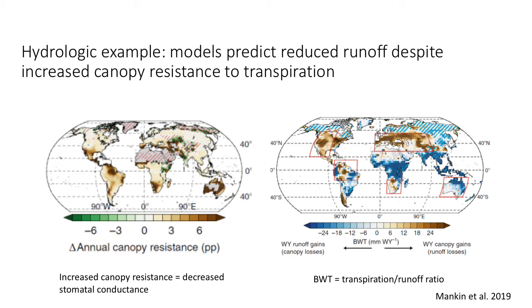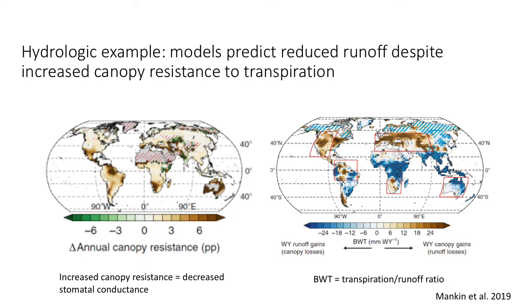A hydrologic example comes from predictions from the CMIP models of reduced runoff despite increased canopy resistance to transpiration, in which canopy resistance is the inverse of stomatal conductance. You can see the decline in stomatal conductance or increase in canopy resistance in the left-hand figure, where brown areas had a decline in stomatal conductance over time. However, in conjunction, as we look at the figure on the right, we find that the transpiration to runoff ratio is very regionally variable in the future.